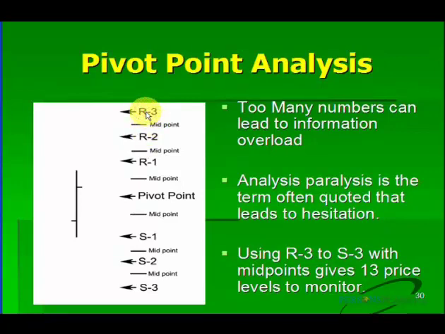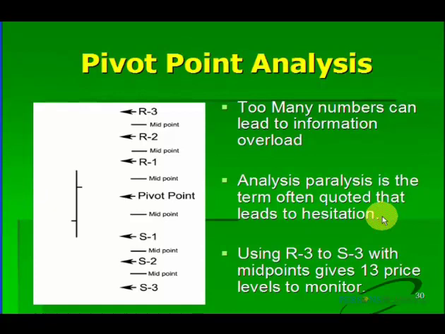And I write these numbers out. That's just way too many numbers, and it can lead to information overload. And again, information overload is what we call, or can sometimes interfere with us, as it leads to analysis paralysis. That's the term often quoted that is associated with a trader hesitating when he sees a potential opportunity. He has way too much information.